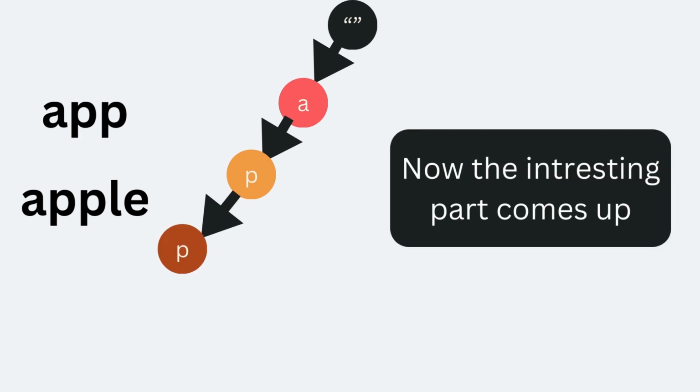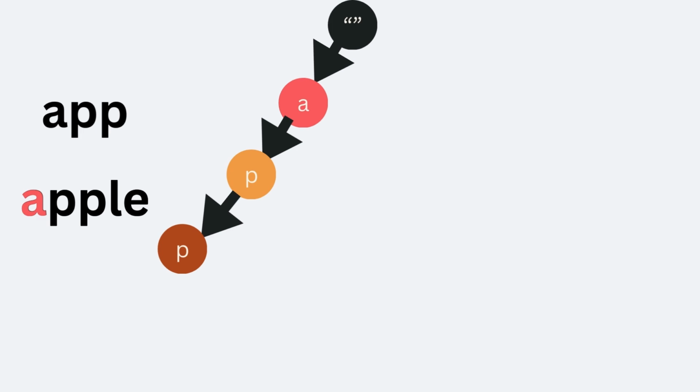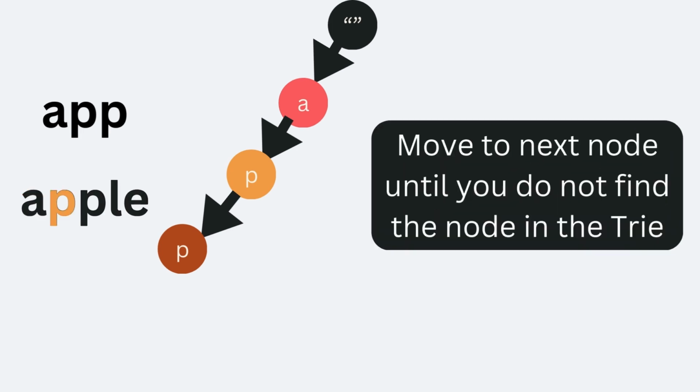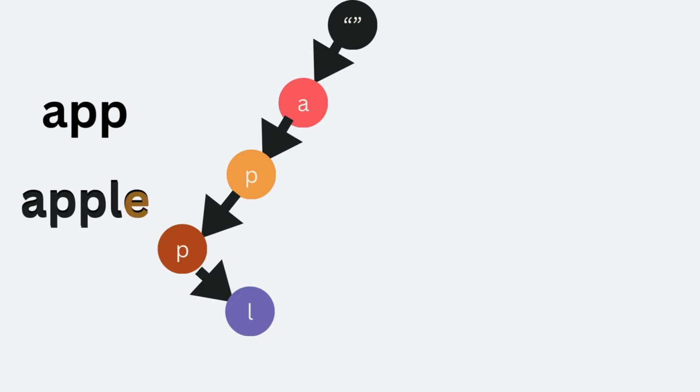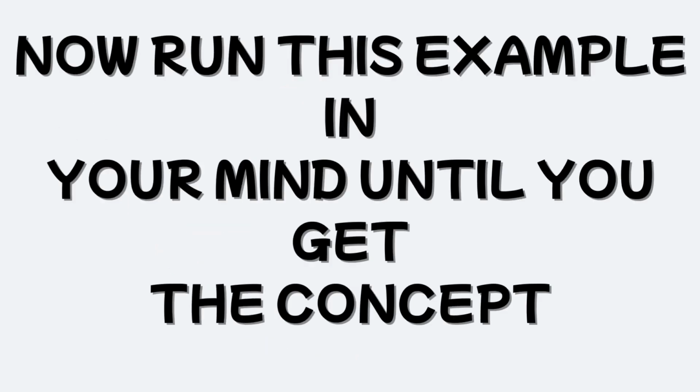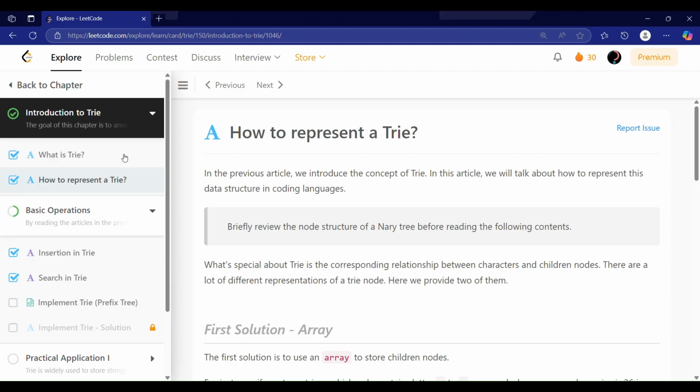Now the interesting part comes up. Since a is in the node, move to the next node. Move to the next node until you find the node which is different. Now l, now e. Now run this example in your mind until you get the concept. Okay, now let's see how to implement it.